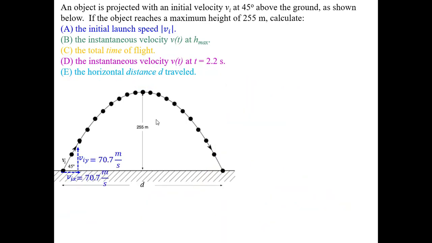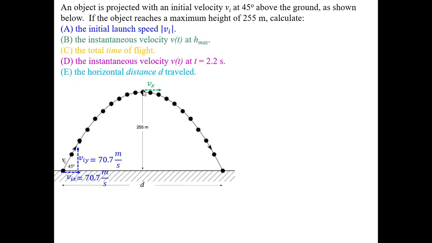Now let's do part B. Part B wants us to find the instantaneous velocity at hmax. Keep in mind, at hmax, as I stated earlier, vfy goes to 0, right? So when you shoot something up in the vertical direction by itself, it has to come to a stop before it falls down. The only difference here is that this is a two-dimensional problem, but that vertical concept still applies. So at the peak here, vfy goes to 0, but vx stays constant.